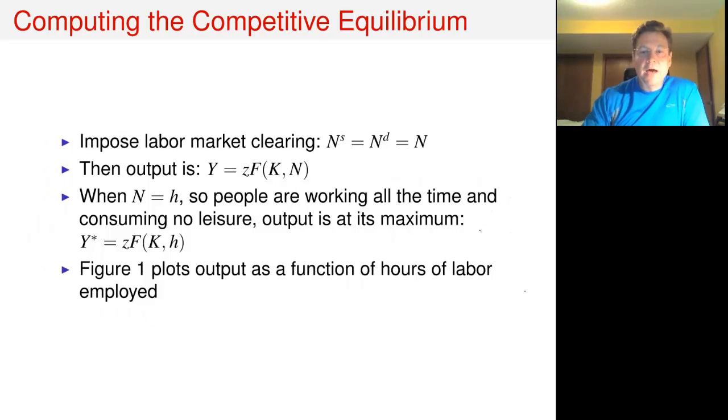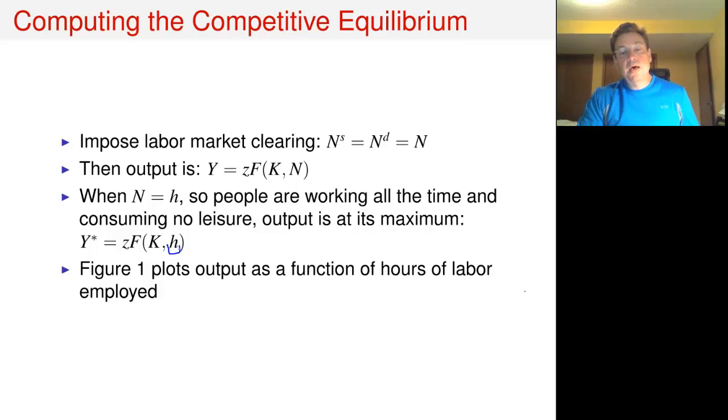And then we can write output just as y equals z f k n. Remember, before we had an nd there, but now this is equilibrium n. Now, when n is equal to h, then that means that people are working all the time and they're consuming no leisure at all. And in this case, output is at its maximum. So we just put in here, this means that they are working 24 hours a day.